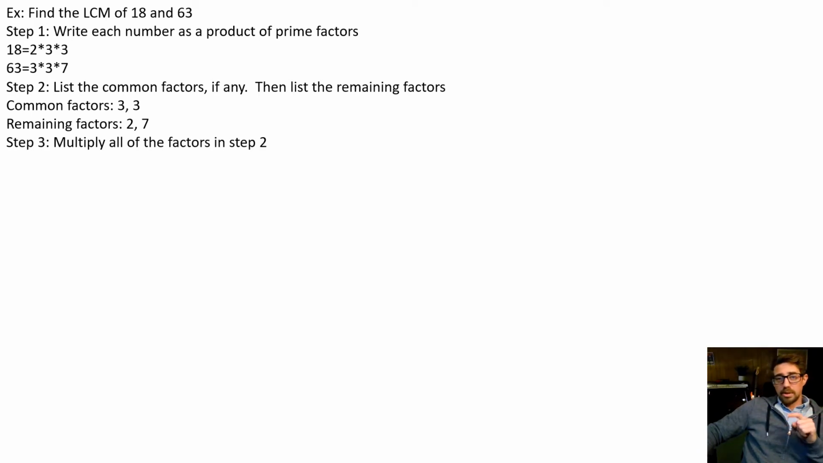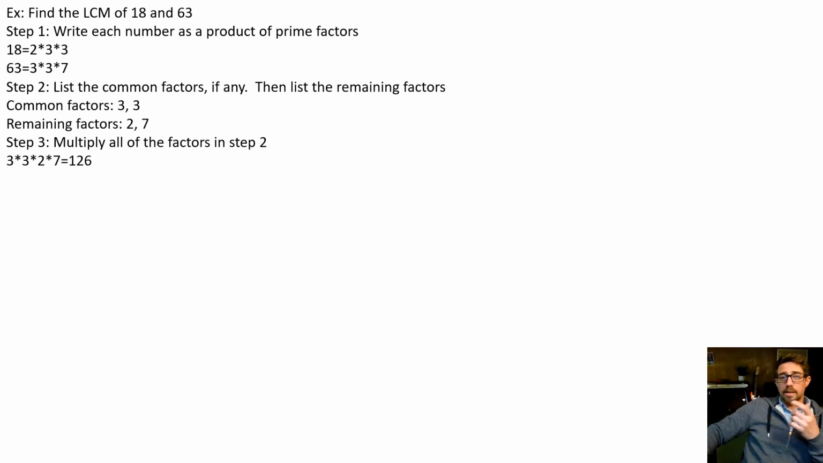Take step 2, take everything that you listed in both your lists and multiply them all together. So we're going to do 3 times 3 times 2 times 7. Now, you could do that in order as well. If that looks funny to you, great. You know that you can multiply numbers in any order you want, though, so you're still going to get the same product. So 3 times 3 times 2 times 7 is 126. And that's it. That is the least common multiple of 18 and 63.